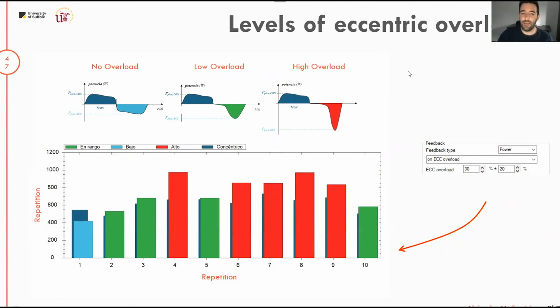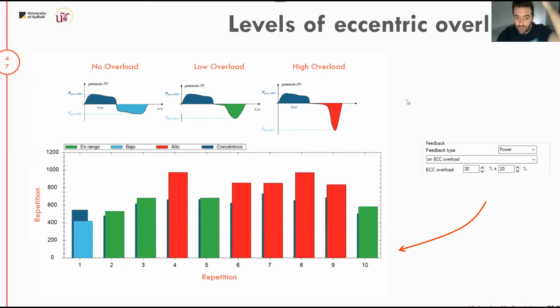Then we can start to classify what is the range of the eccentric overload. When the peak power is the same at the same height on the concentric phase and the eccentric phase, there is no overload. When the peak power is a bit higher on the eccentric phase, we can say it's a low overload. And when the peak power is much higher, we can say it's a high overload. Thanks to Marco Pozzo from SmartCoach for giving me these slides.